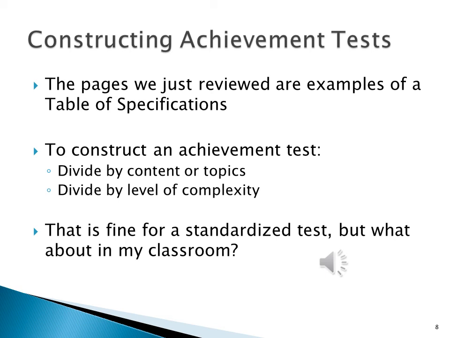When constructing an achievement test, we can look to the examples that you just looked at on page 210 and 213, and these are examples of a table of specifications. This is often done with a large-scale assessment that divides the test by content or topics, and then also divides it by level of complexity.